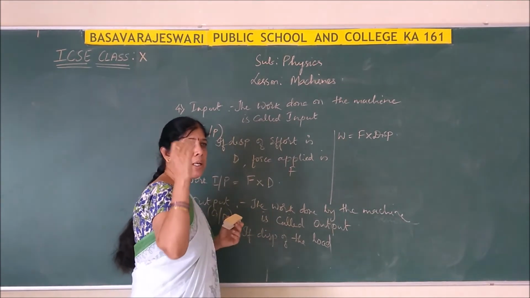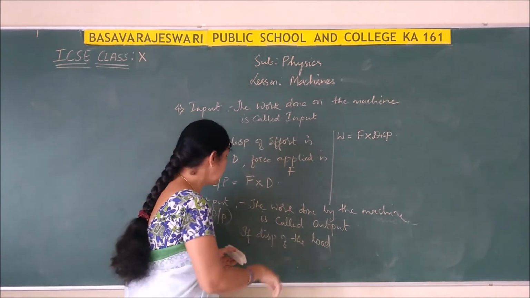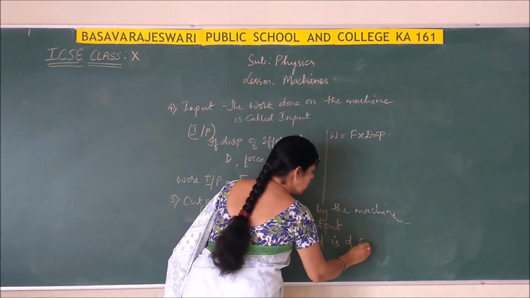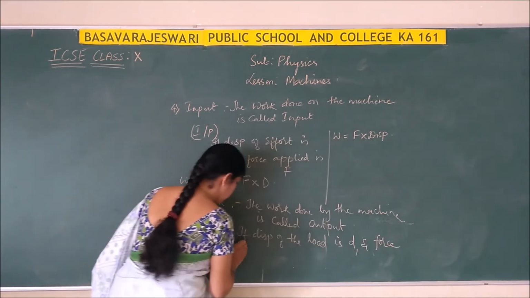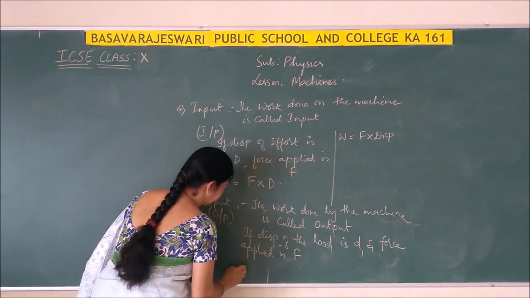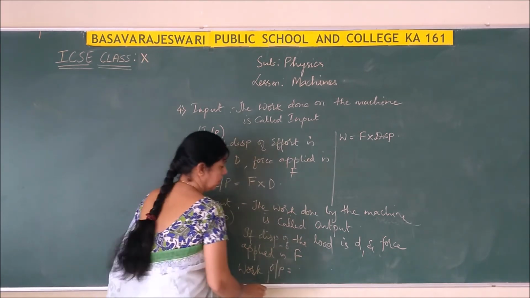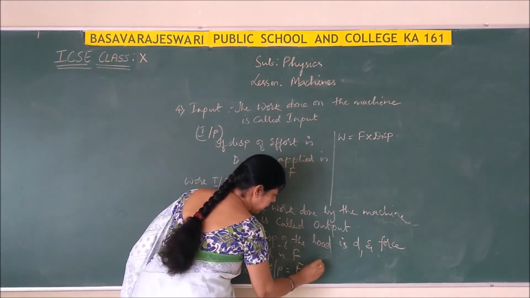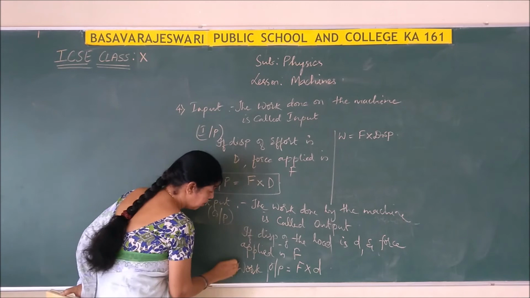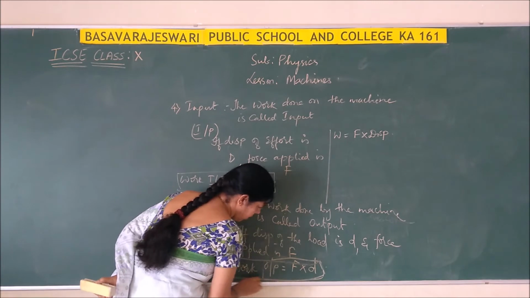Then the load will move to a certain distance. Suppose the load is on the ground, you are lifting it to a certain height. Then if the displacement of the load is small d and the force applied is F, then work output will be equal to force multiplied by displacement of the load. So remember these two, work input and work output. Okay, please note down.